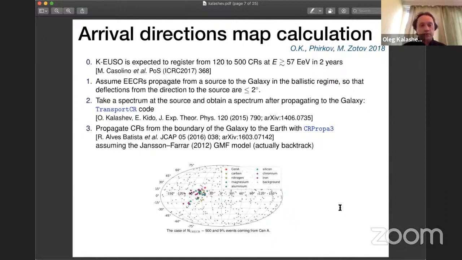But before that, we also have to account for the interaction of cosmic rays in extragalactic space. This is done by using a public numerical code. And finally, we calculate the arrival direction density maps. An example of such a map is shown on the figure at the bottom of the slide. You can see here that this map was constructed for 500 events, 9% of which are coming from CNA.